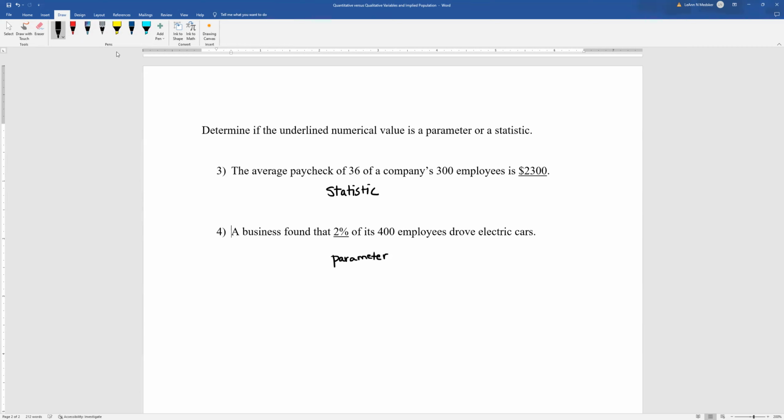Okay, I hope that clarifies the difference between qualitative and quantitative, as well as statistic and parameter.